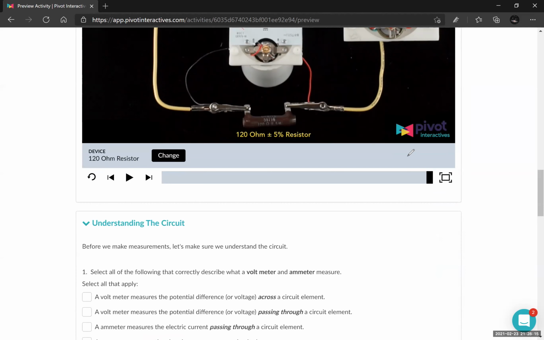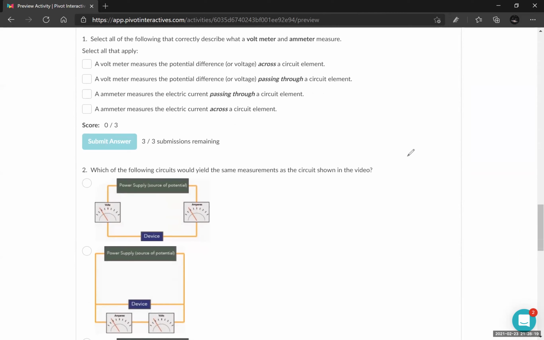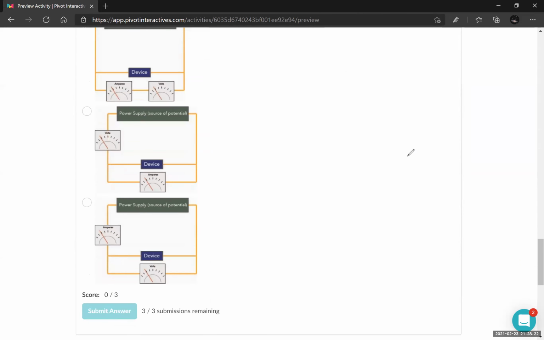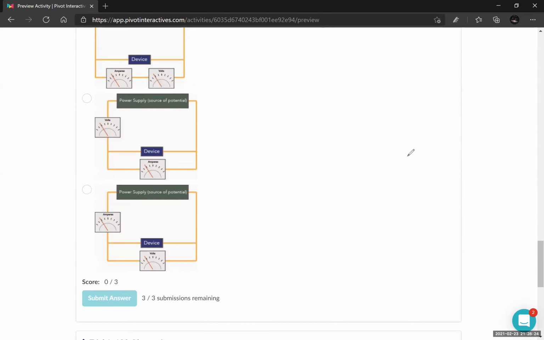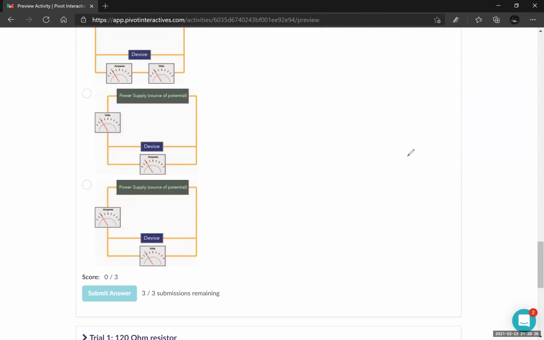All right. So here it says understanding the circuits. These are some questions that I want you to answer. And again, look at the number of submissions you have. The goal for me is for you to learn. If you get it wrong, try again until you get it right, and try to understand why you got it wrong in the first place. When you finally get it right, hopefully you learn from your mistakes: why you got it wrong, and why what you have now is the correct answer.